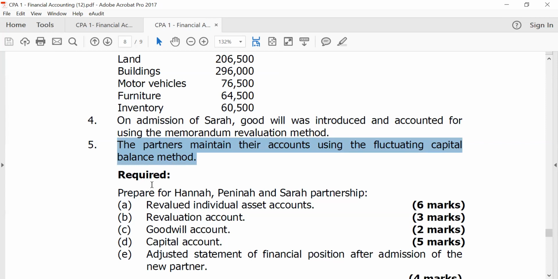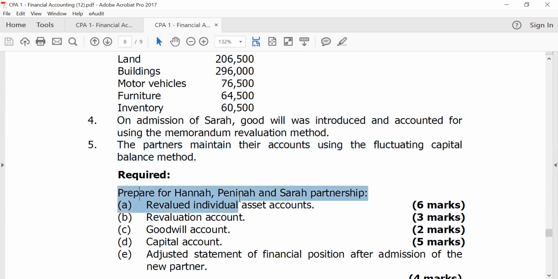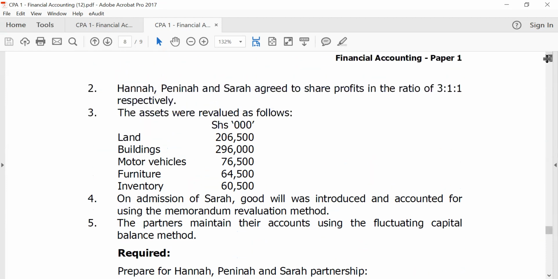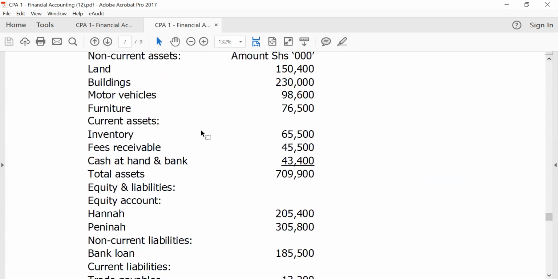So we proceed here. They're asking us to draw up the revalued individual assets, 6 marks. They want us to draw up the revaluation account. They also want us to draw up the goodwill account. They also want us to draw the capital account, as well as the adjusted statement of financial position after admission of the new partner. Remember, we have this statement of financial position.